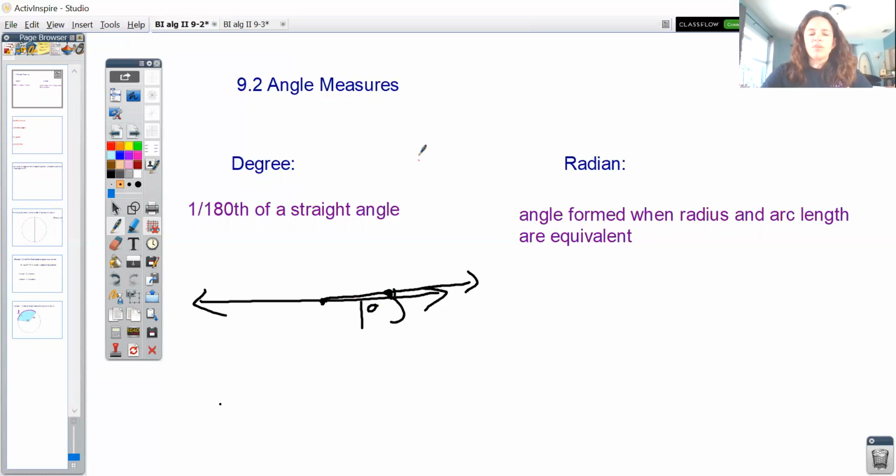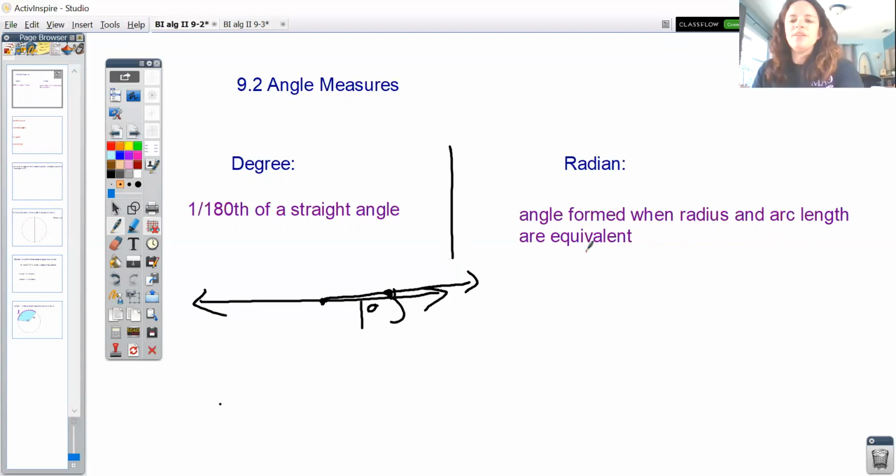A radian you might be less familiar with, or you maybe have never heard of a radian. A radian is just another way to measure an angle. Kind of like if we were measuring length, we could measure it in feet, or we could measure it in meters. They're two different systems. They don't really have anything to do with each other, although they both measure length, and we can convert from feet to meters or from meters to feet. Degrees and radians act similarly.